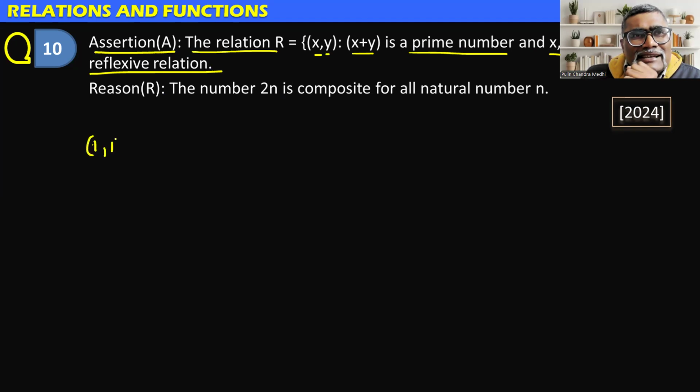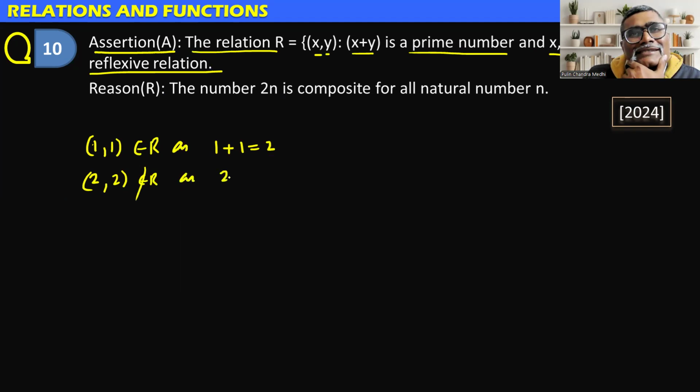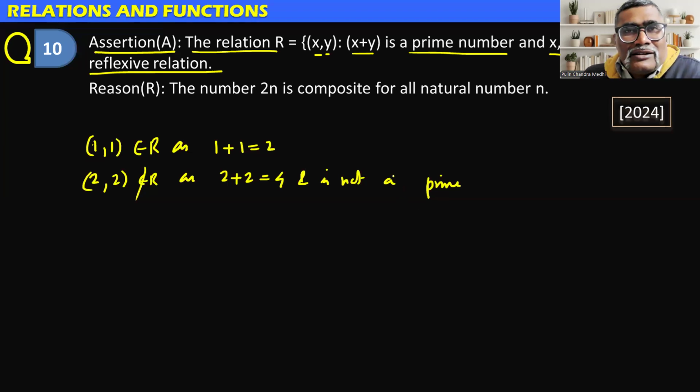So very clearly, I can say (1, 1) belongs to R. Why? As 1 plus 1 gives you 2, which is a prime. Let's just take (2, 2). (2, 2) doesn't belong to R. Why? As 2 plus 2 is 4 and is not a prime. We're not writing the statement completely because it is not required for MCQs or assertion reason. You need to only answer it. So that means this is false, right?